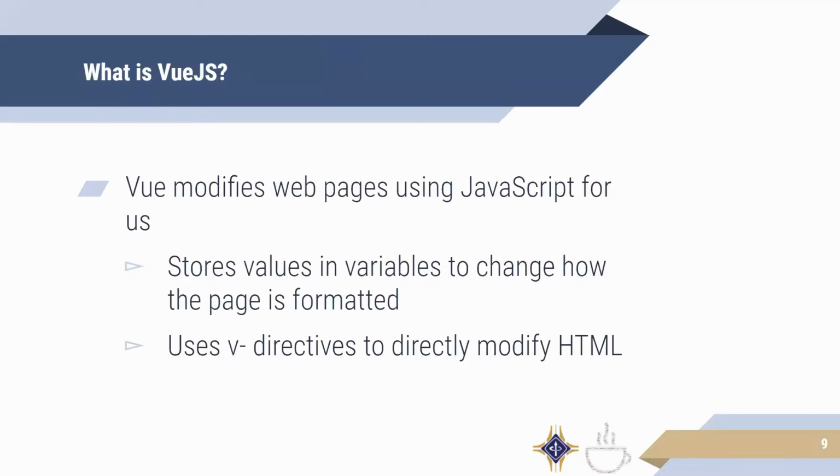All right. Part 1 is going to be a quick review. So what was Vue? Vue at the most core base is a JavaScript library that modifies web pages for us. It stores values and variables, and those values and variables can change how the page is formatted and rendered to the end user. Second is the idea of V directives, which are kind of like Vue directives that directly modify HTML to respond pretty much instantaneously to JavaScript changes, like variable changes or Boolean recalculations, whatever you might want to do.